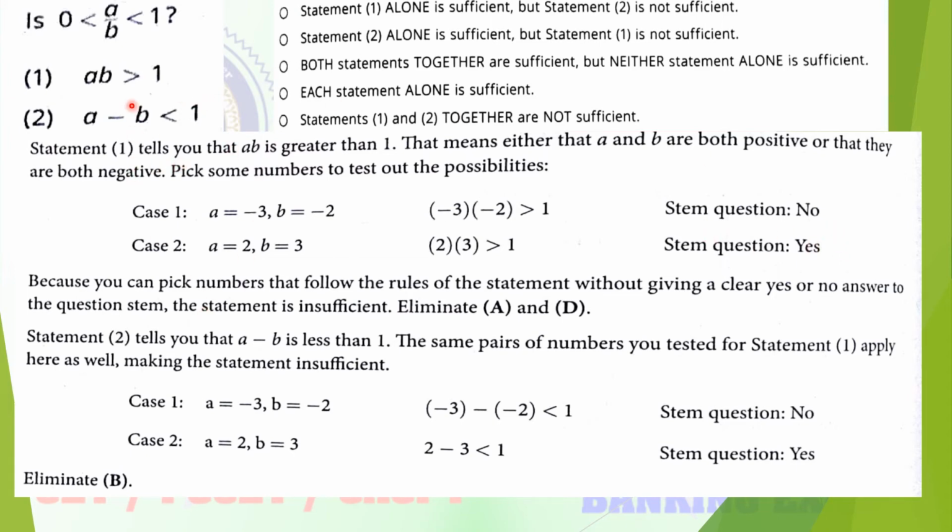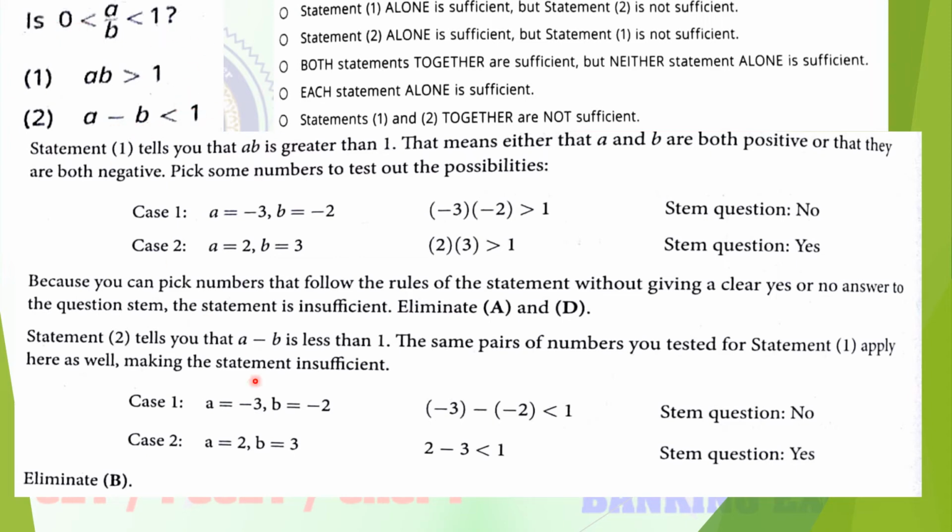Okay, next go for the second statement. The second statement tells what, A minus B is less than 1. So choose A is equal to minus 3, B is equal to minus 2. So minus 3 minus of minus 2 is how much? You are getting minus 1. So minus 1 is less than 1. Then the same values, just substitute to first satisfy the condition, then go for the question. This is common for all the problems. For each type of problem, first satisfy the condition, then go for the problem.